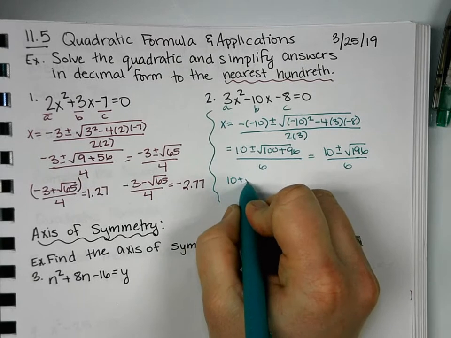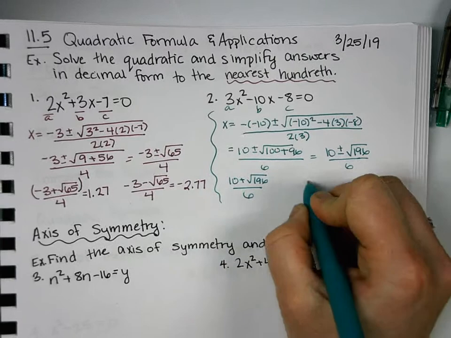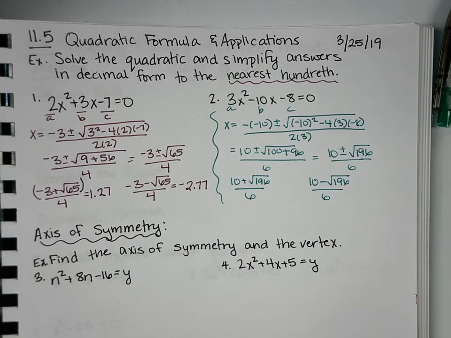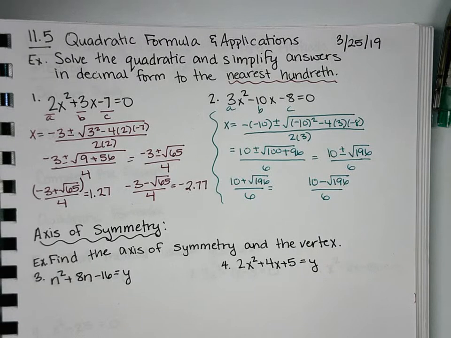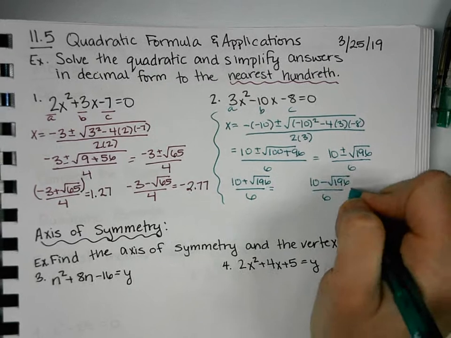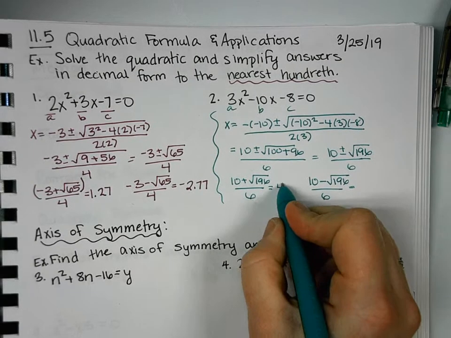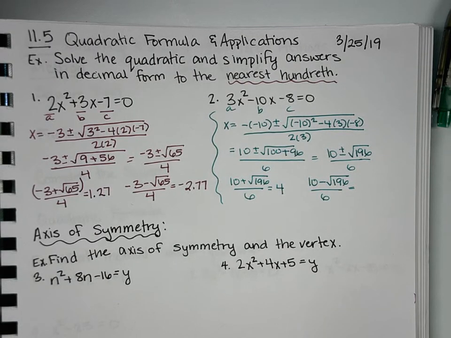So we'll have 10 plus the square root of 196 over 6, and 10 minus the square root of 196 over 6. So tell me what you get for your decimal answers to the nearest hundredth. For which one? For the plus, Chase got 4. What about for the minus? -0.67.